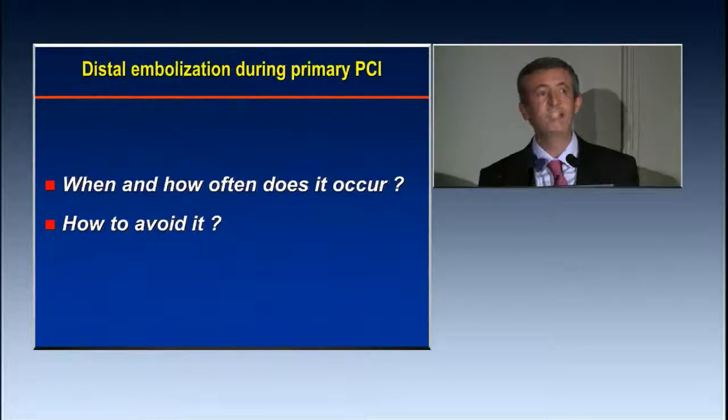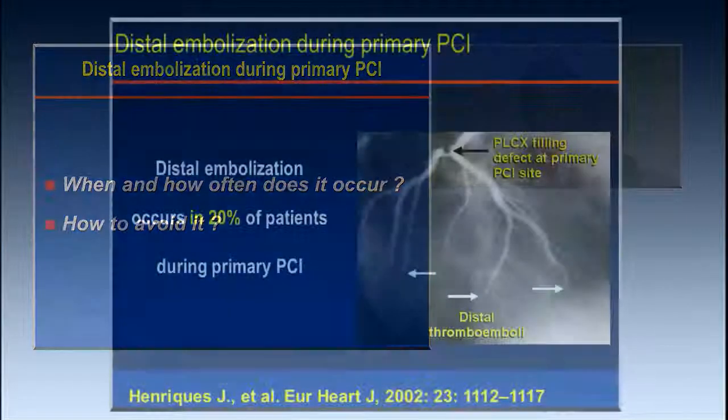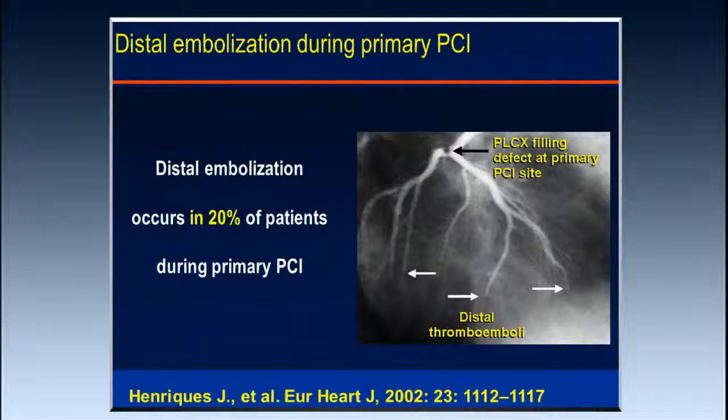So at this point, what can we do to minimize distal embolization? First of all, a couple of questions: when and how often does it occur, and how do we avoid it? I think those are important questions. I promise two or three slides as a rationale. You see that it can happen in as much as 20% of patients with acute MI.